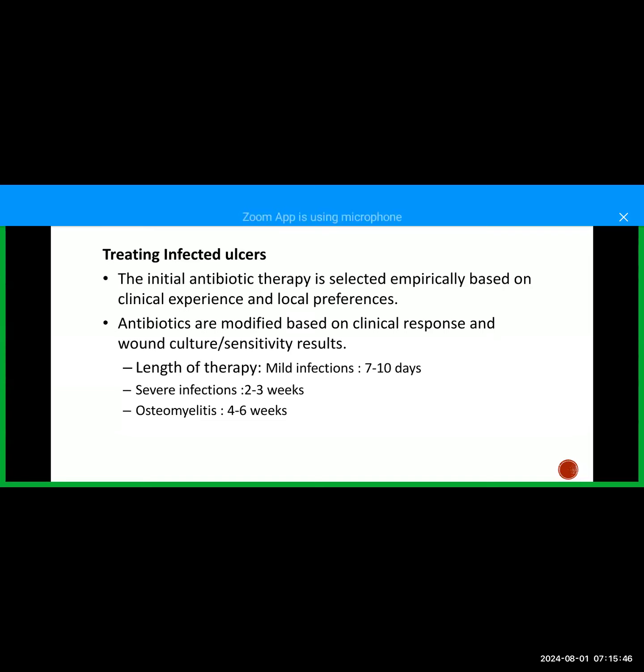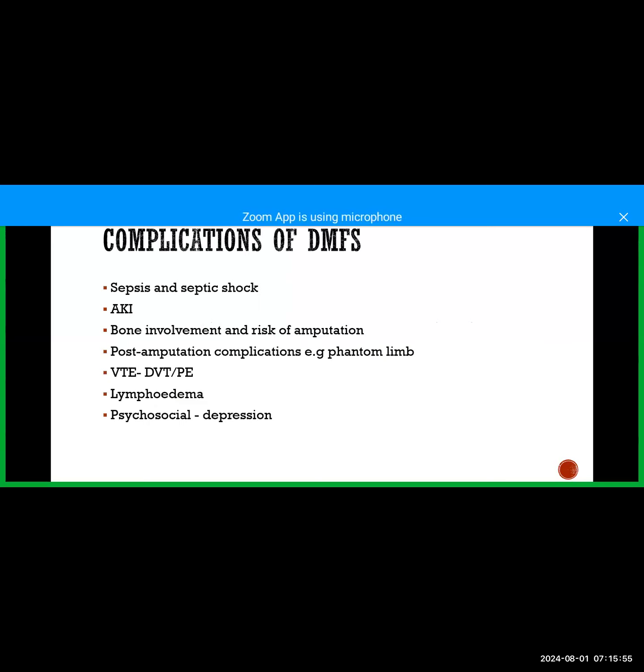For mild infection, you can treat for 7 to 10 days. Severe infection, 2 to 3 weeks, and patients with osteomyelitis can be treated for up to 6 weeks. Okay, these are the complications.